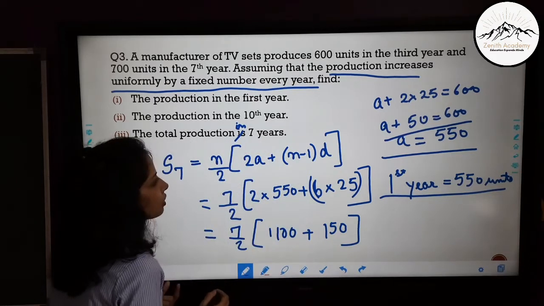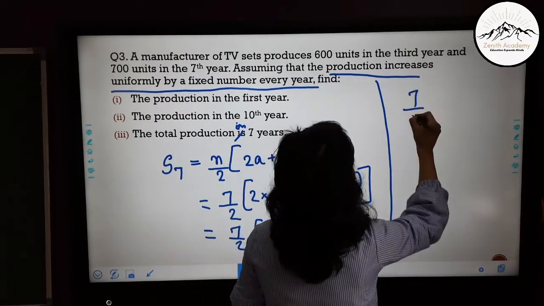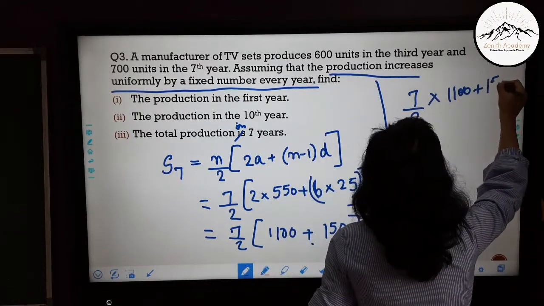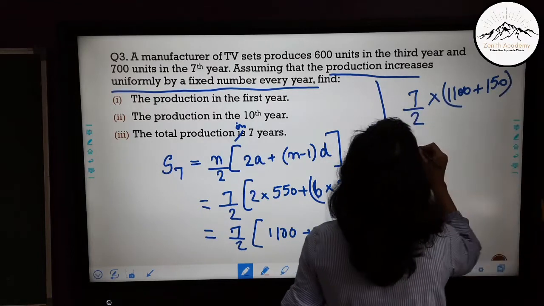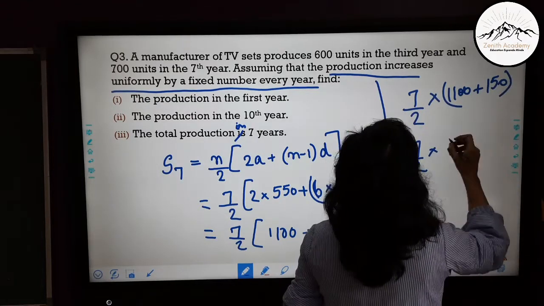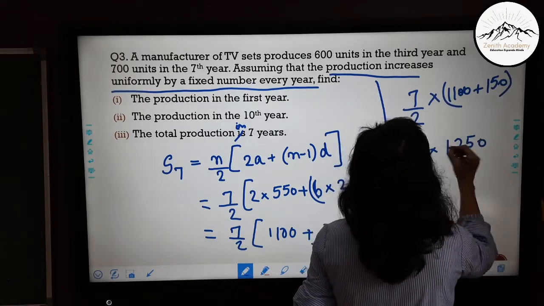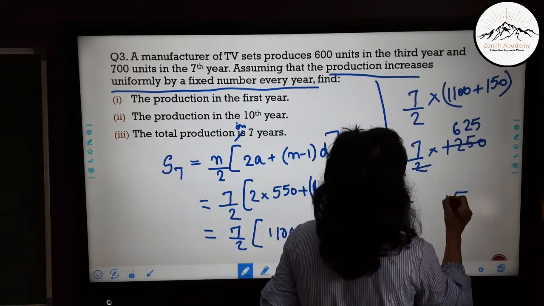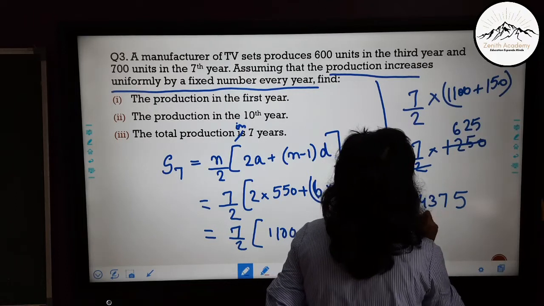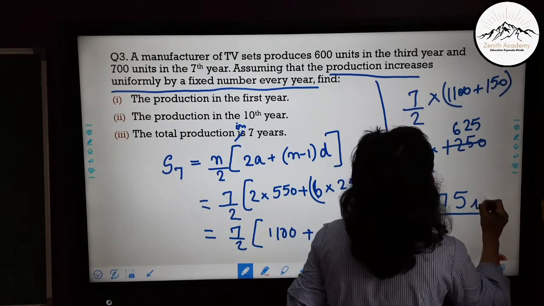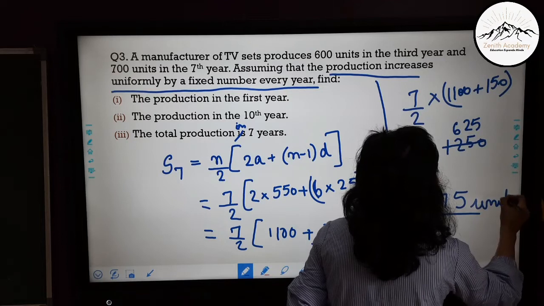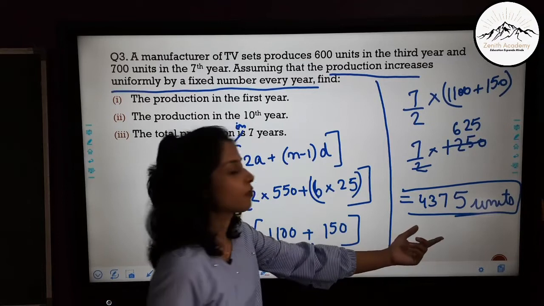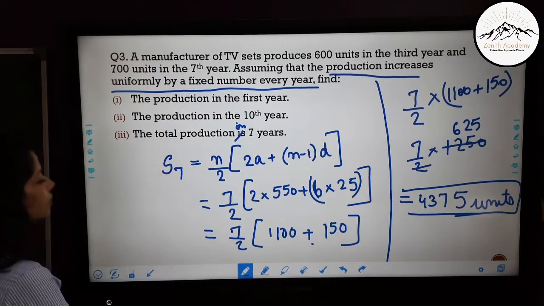So now we just need to solve this. 4,375 units is the total production in 7 years. Hence, we found the answer.